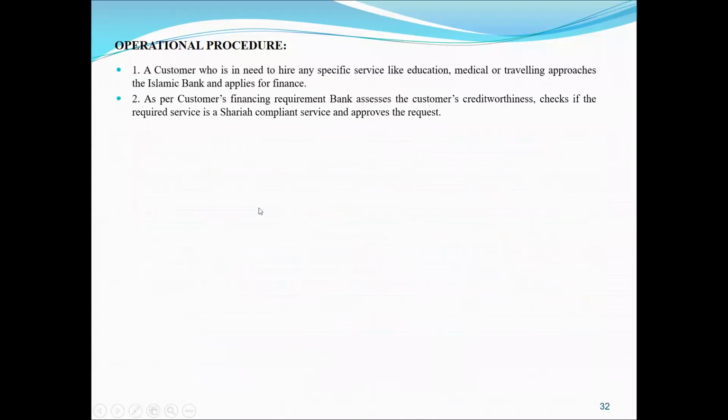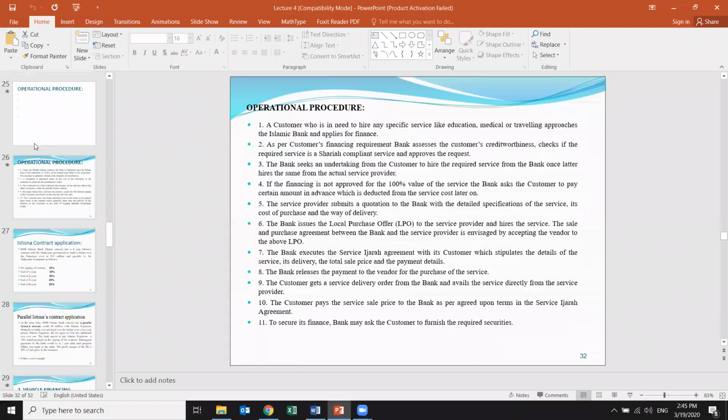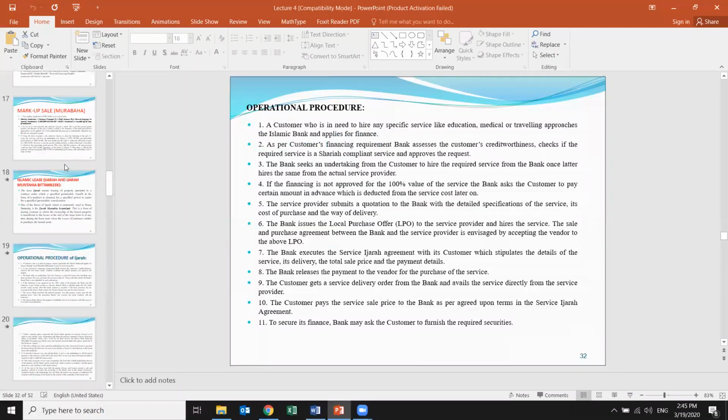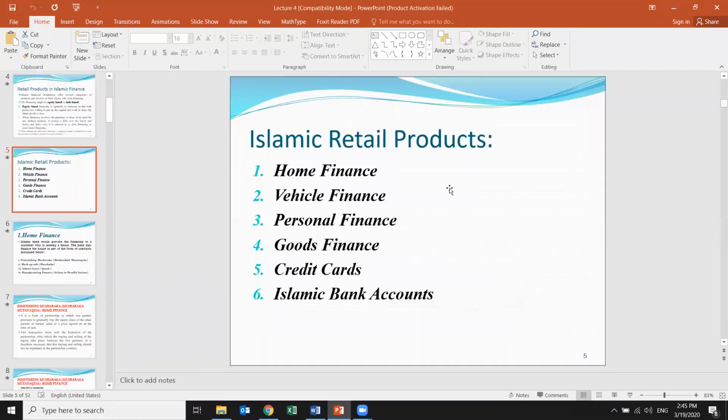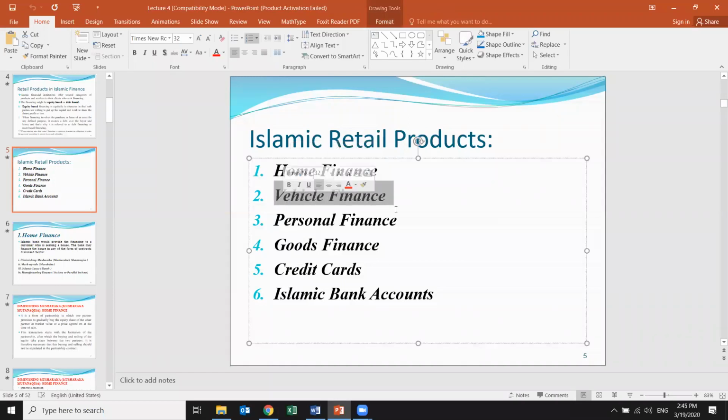Okay, just to remind you, there are 6 types of Islamic retail products. They're home financing, vehicle financing, personal financing, goods finance, credit cards, and Islamic bank account. So far, we've done the home finance, vehicle finance and the personal financing.